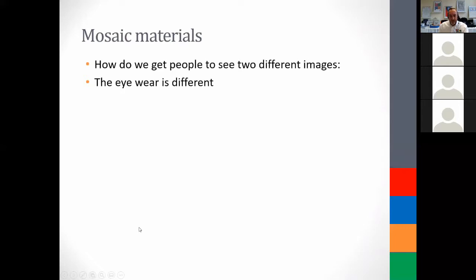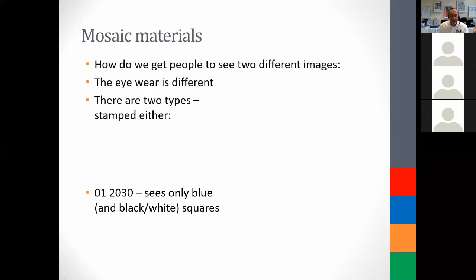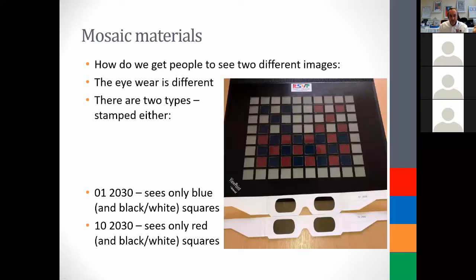As Steve said, yes, the glasses are different. It won't become obvious, hopefully, to most people because they look pretty identical. The only difference, and you can see them in the bottom right there, is that they have a different stamping. So one has got a date stamp with 01 and one has got a date stamp with 10. So if you're wearing 01, you will see blue and black and white squares, and if you're seeing 10, you'll see the red ones.